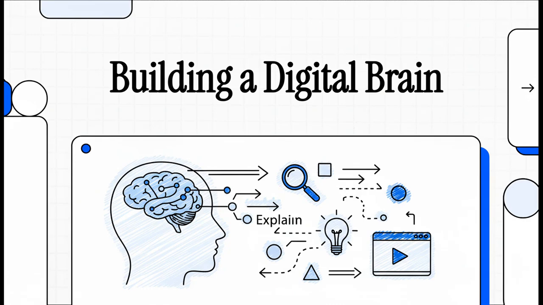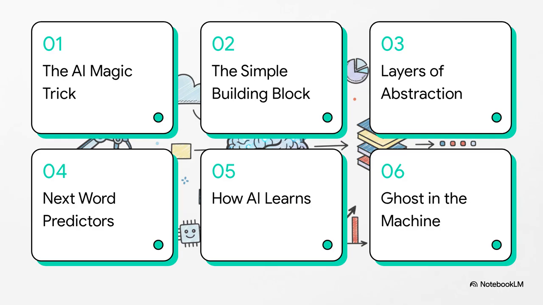Welcome to The Explainer. Today, we're going to demystify AI. We're peeling back all the layers to see how a digital brain actually learns to think. So, here's what we're going to do today. We are going to build a digital brain right from the ground up. We'll start with something that honestly feels like a magic trick, and from there, we'll build all the way up to those massive AI models you're probably using every single day.